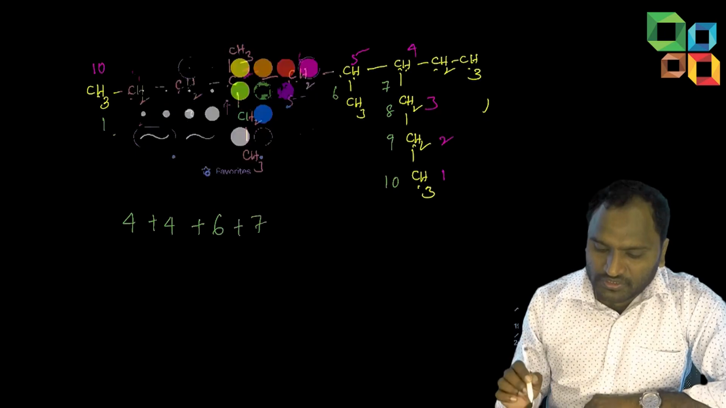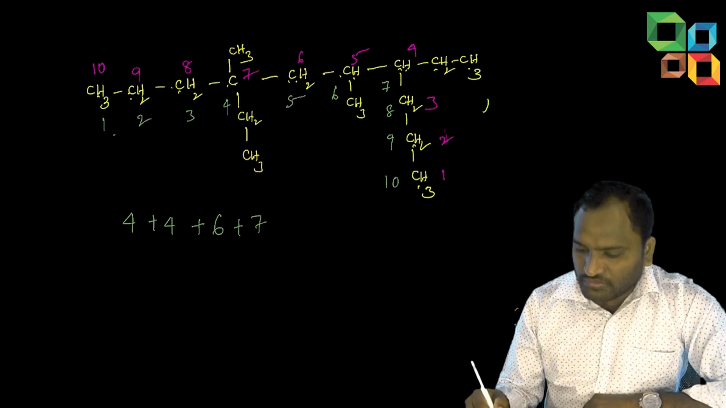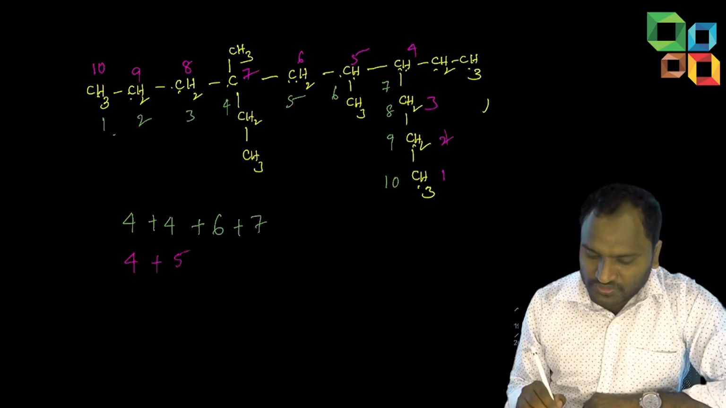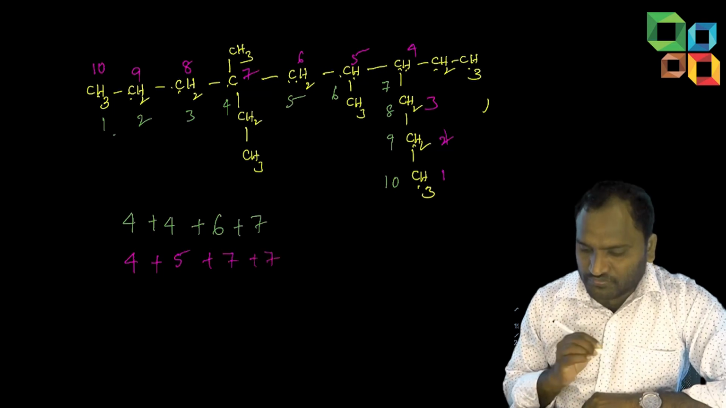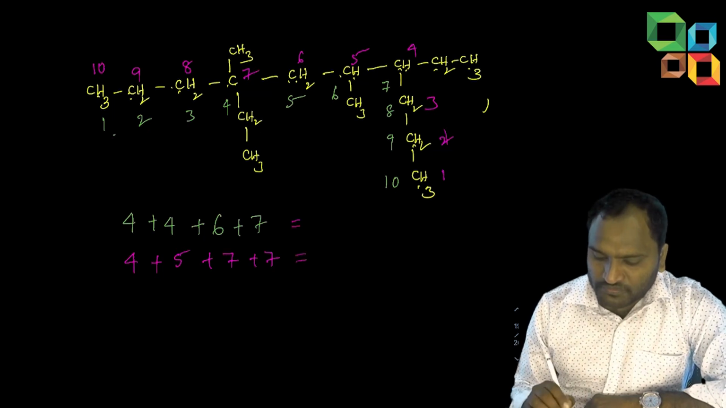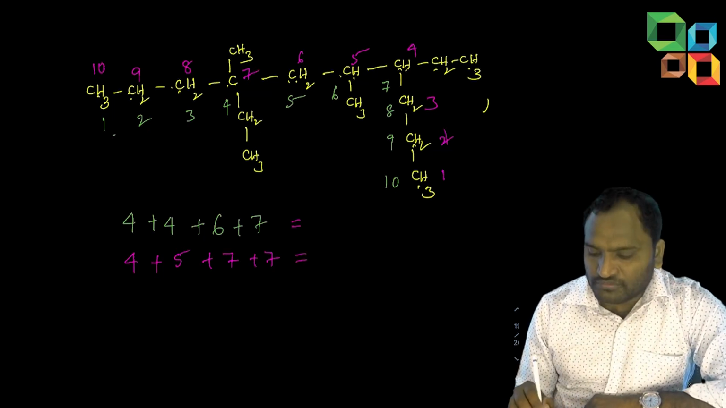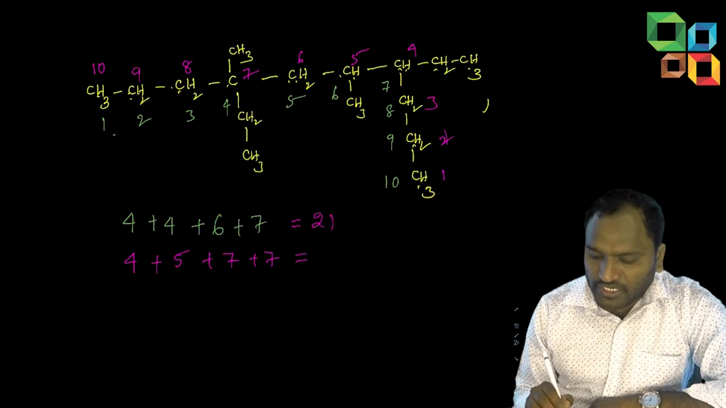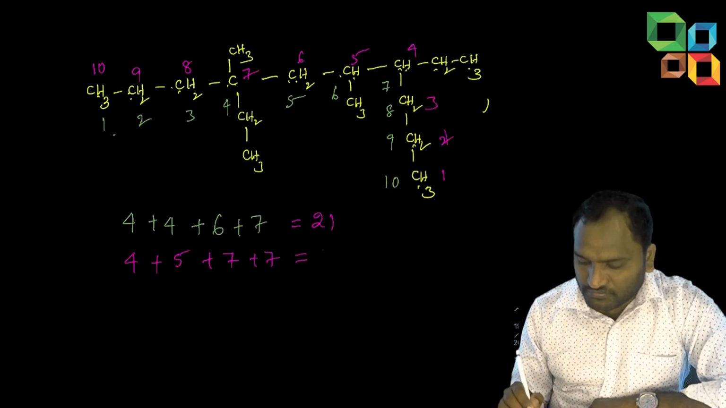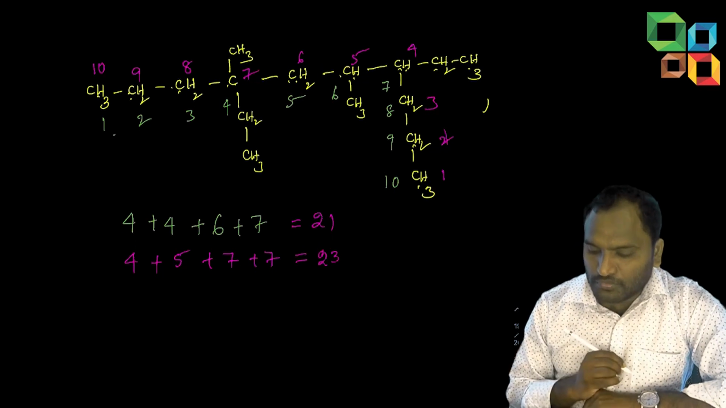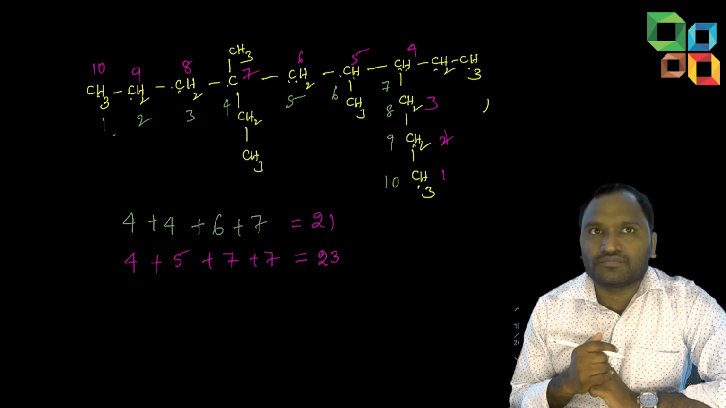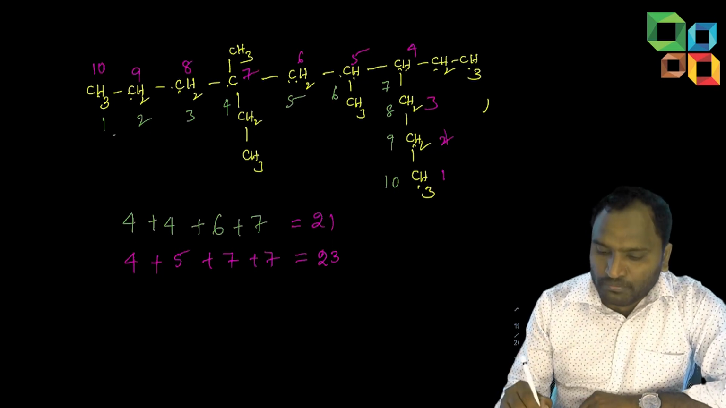Next, go for pink. 4th position plus 5th position. Next, 7 plus 7. Anything else, students? Only so much, right? Now count this one. 4 plus 4, 8, 14, 21. Here 9 plus 14, 23. Which side is preferred one, students? Green or pink? Green. Understood? So pink we will cut.